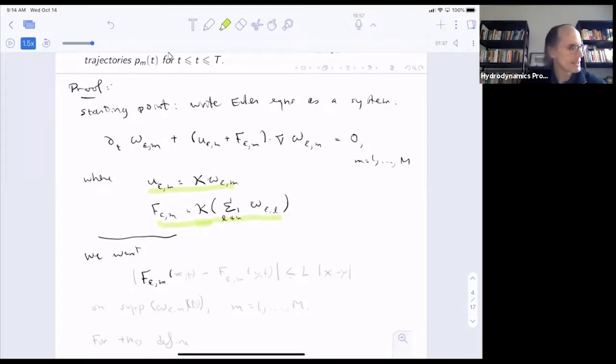Okay, so the main missing hypothesis is this: we assumed that the background velocity field capital F was divergence free, which is the case for us because of the nature of the Biot-Savart law, and we assumed that it was Lipschitz continuous, which is what we've just written down here. So we need to find a constant L such that capital F epsilon m is Lipschitz continuous with constant L on the support of the mth vorticity blob at time t, for every m and for every t.